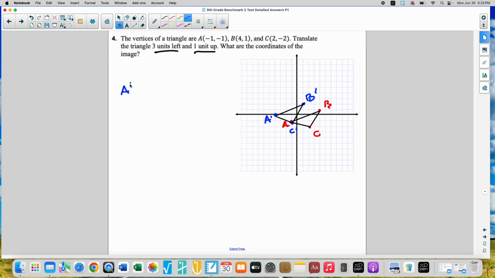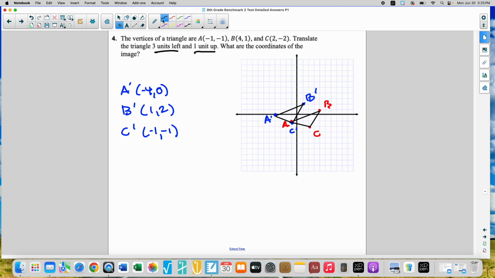So A prime, it's going to be 1, 2, 3, 4. So -4, 0. B prime is going to be 1, 2. And C prime is going to be -1, -1. All right. And remember, we can do this.